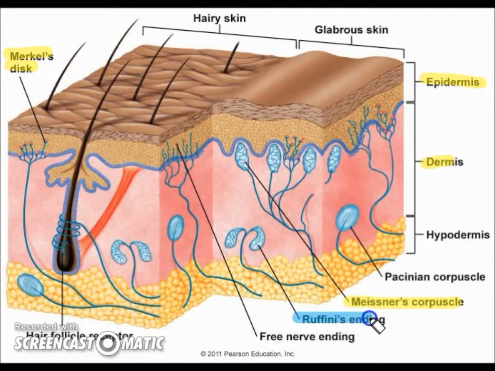Ruffini's and Pacinian corpuscles are more used to detect vibrations of the skin and move down bones and tendons, like the movement of limbs and stretching of your skin.